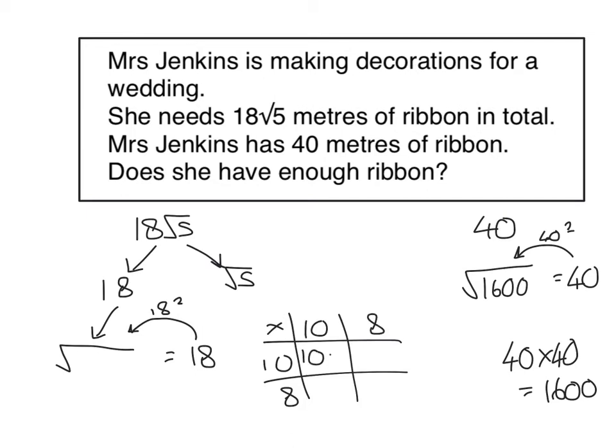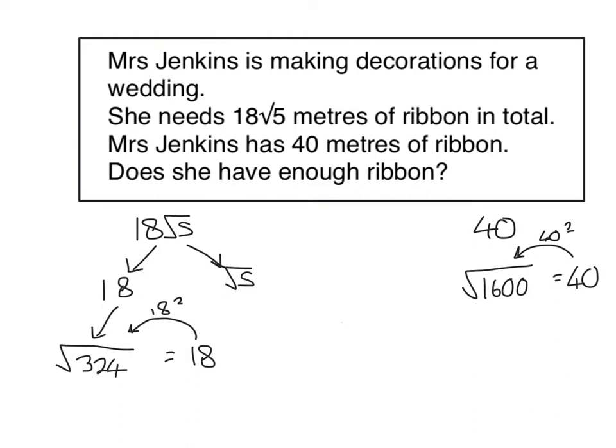So 10 times 10 is 100. 10 times 8 is 80. 8 times 8 is 64. So I've got 100, 80 add 80 is 160, and a 64. So I've got 324. So the square root of 324 is 18. So far I've got that 40 is actually the square root of 1,600, and 18 root 5 is the square root of 324 times the square root of 5.